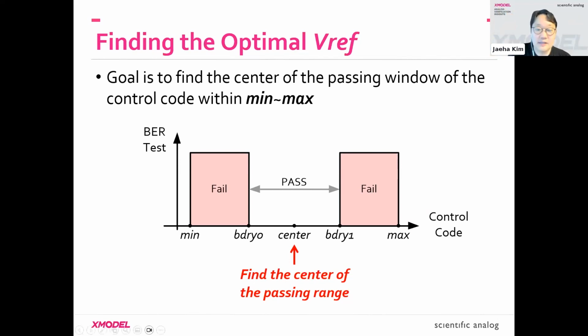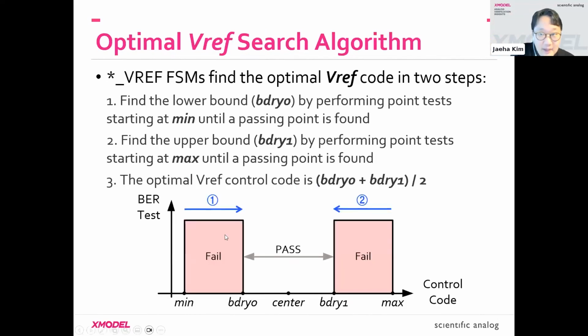Okay, and our goal is to find the center of that passing window. And we do this by performing two search steps. One, we start from the minimum value of the control code and increment it one by one until we find a value that gives a pass result. Okay, so once we find a pass, we stop and say, oh, that's a boundary 0.